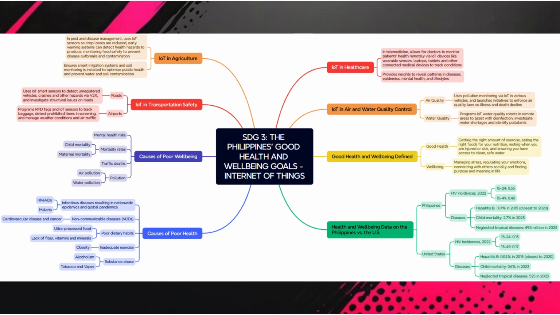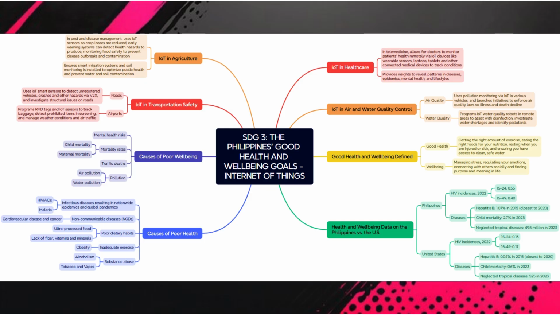In air and water quality control, let's look at air quality first. Pollution monitoring via IoT is used in various vehicles, and initiatives are launched to enforce air quality laws so illness and death decline in numbers. Meanwhile, in water quality, IoT water quality robots are programmed in remote areas to assist with disinfection, investigation of water shortages, and identification of pollutants.